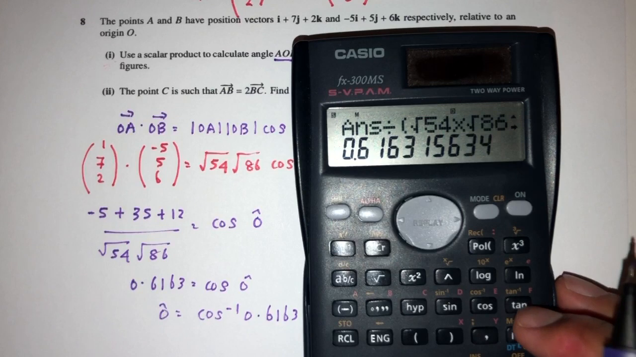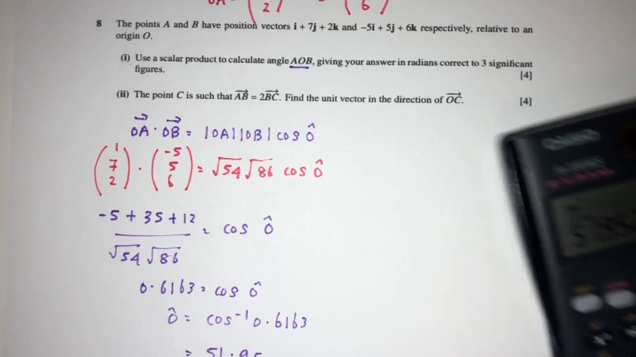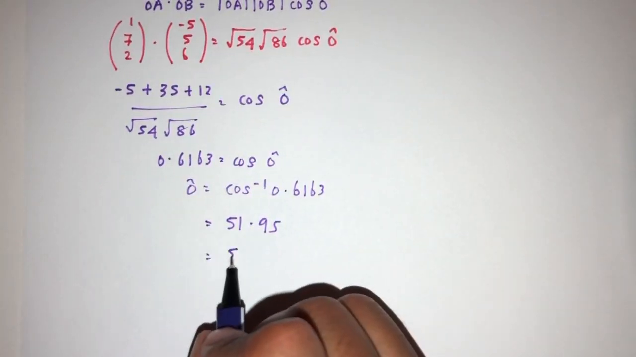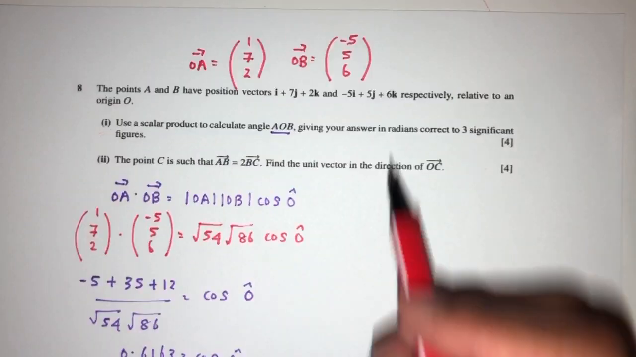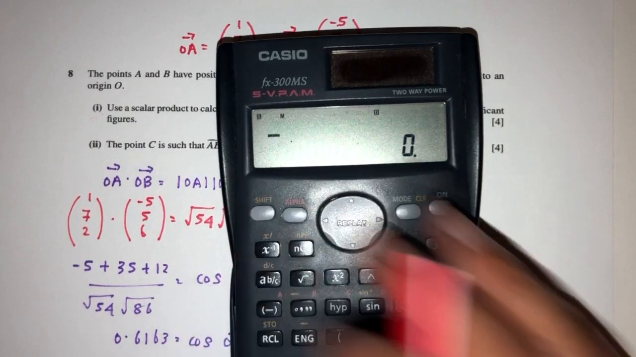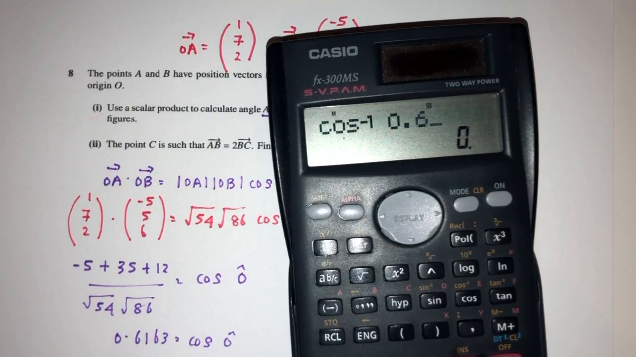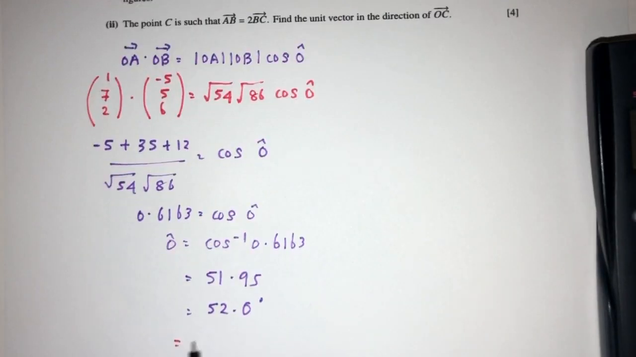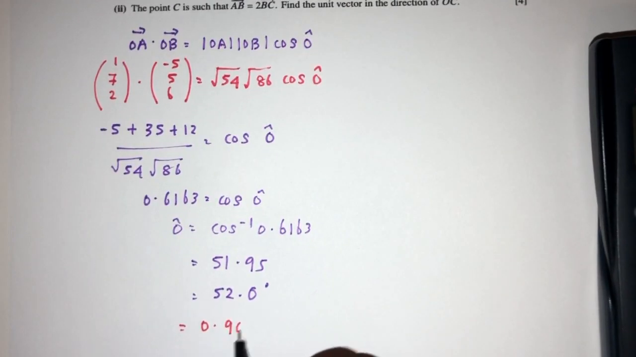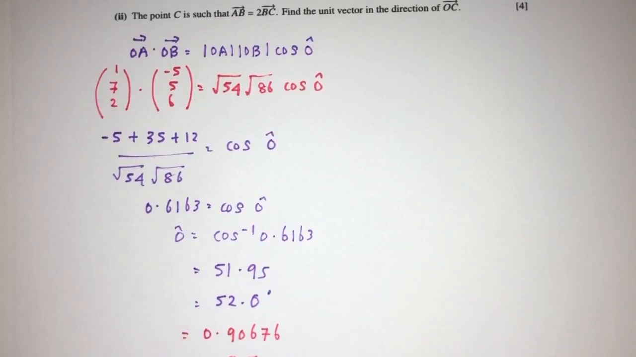So cos inverse of the value should be 51.95. So here we have to give your answer correct to 3SF. That should be 52.0 degrees for your value of the angle. Here again I have to find the angle in radians. So my apologies. Cos inverse of 0.6163, that should be in radians. That will be 0.90676, which is 0.907 correct to 3SF. Now let's move on to part 2 of the question.